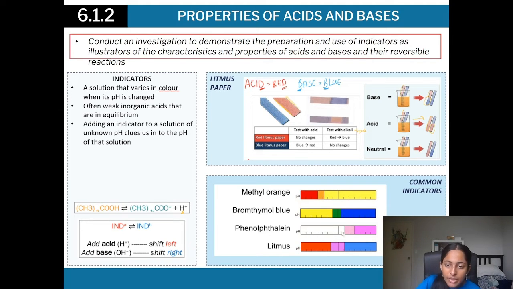For phenolphthalein, it only turns pink when it's in its basic range, when it's really basic, from 8.1 to 10. Before 8.1, it's clear, and when it's between that range, it's a pale pink. And then for litmus paper, like I've explained, it's red in its acidic range and blue in its basic range.